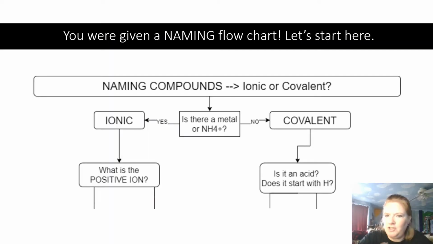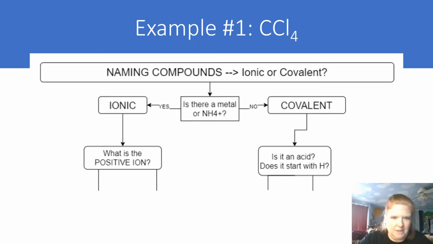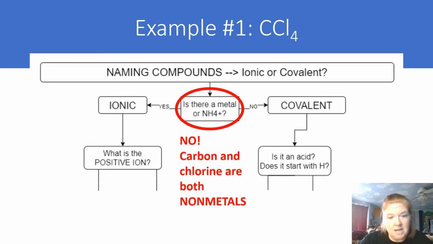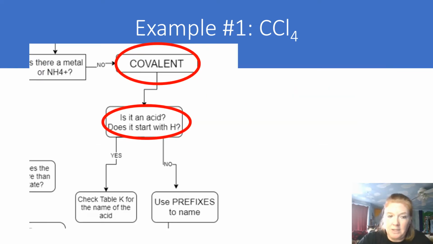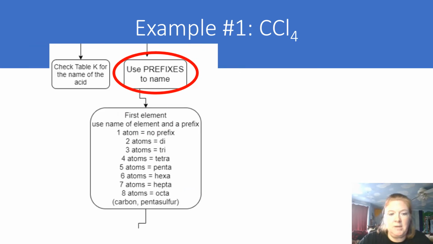So you're given a sheet like this, okay? So let's look at the example. So CCl4, I have to name it. So is there a metal? No, there is not. Carbon and chlorine are both nonmetals, so it's covalent. So now I know it's covalent. Is it an acid? Meaning, does it start with an H? Nope. So I have to use the prefixes to name it.